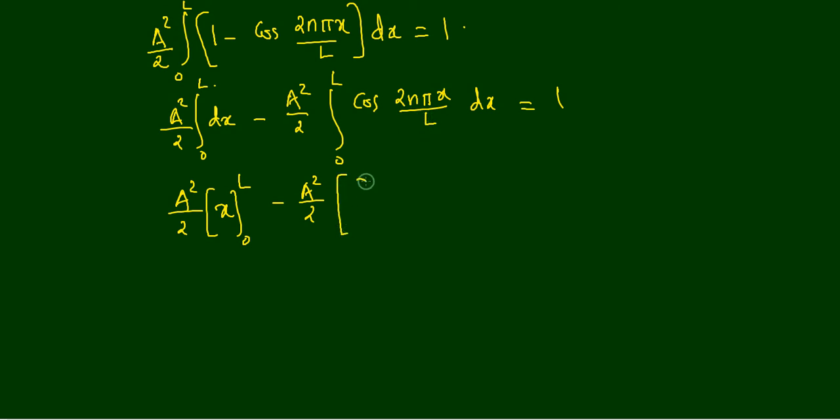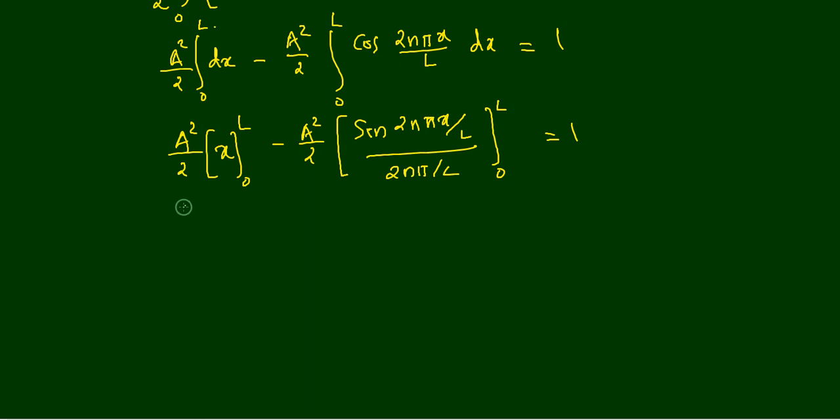2n pi x divided by L, divided by 2n pi by L, within the limit 0 to L, and that is equal to 1. Okay, that means a square by 2, x from 0 to L means L minus 0. So we put upper limit minus lower limit, that is a square by 2 into L minus a square by 2 into sine 2n pi x by L divided by 2n pi by L within the limit 0 to L.